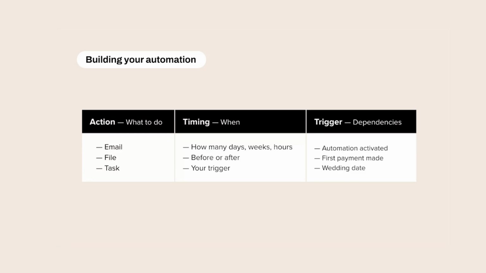And the trigger is what is this thing dependent on? Okay, what are the dependencies around this thing? Do you want a file to send 0 minutes after a payment is received, for example? So that's just one example, okay? And there are a ton. I only have 3 up on the screen under the triggers section, you guys. There are a ton of options around the triggers. All right, so that's how HoneyBook Automations work. Now let's hear from John and see how he uses these automations in his wedding photography business.